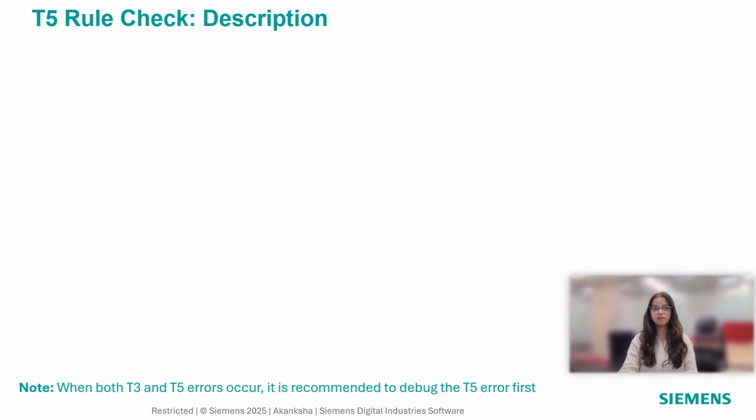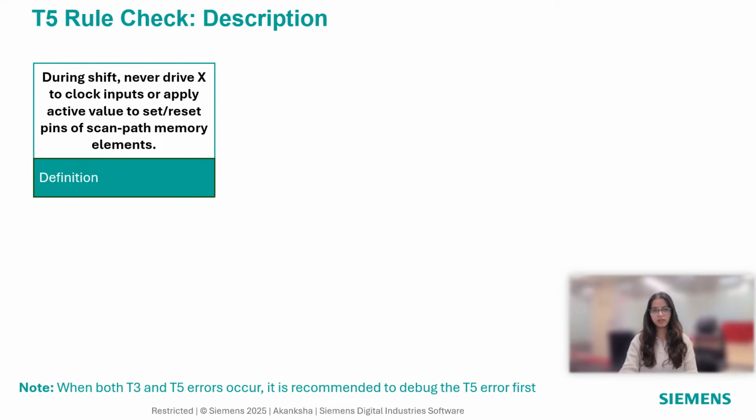So let's start with the first violation, which is the T5 violation. What is a T5 violation? The tool traces every scan chain in the design. It starts from the scan out pin, which is assumed to be in an unknown state during shifting. The tool follows the X path backwards from scan output towards the scan input. If the trace path is broken anywhere, it means there is a problem in the scan path and a T5 rule violation is reported.